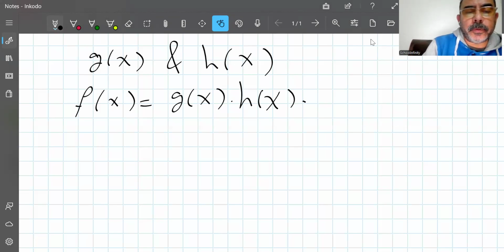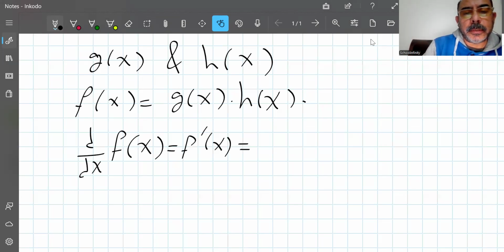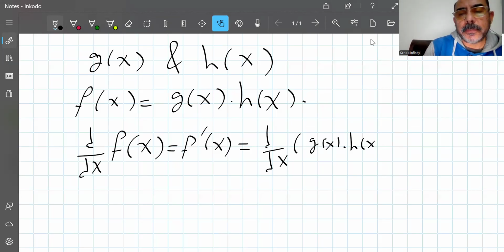So to find the derivative, or the rate of change, of f of x with respect to x, we must differentiate both sides of the function f of x in its relationship with g and h. So the derivative of the left-hand side will be d over dx f of x, which we can write as f prime of x, equals the derivative of the right-hand side, g of x times h of x.